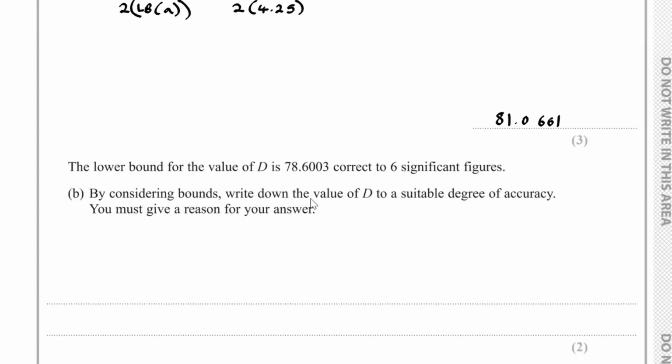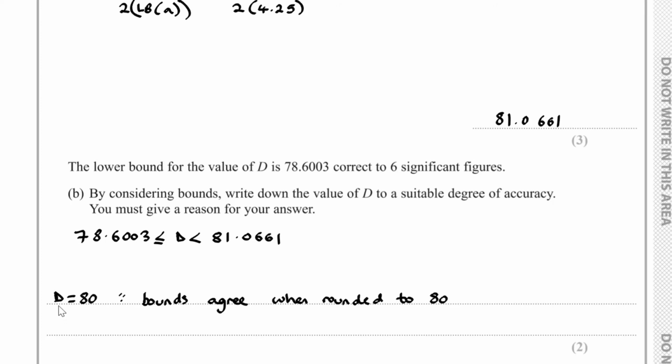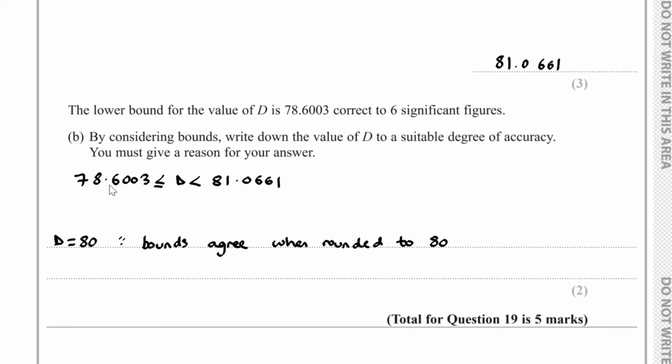Well, if we've got this lower bound and this upper bound, d is going to be somewhere in between these. And you can see that both 78.6003 and 81.0661 both round to 80. So therefore, d is equal to 80 because the bounds agree when rounded to 80. This rounds up to 80, this rounds down to 80.